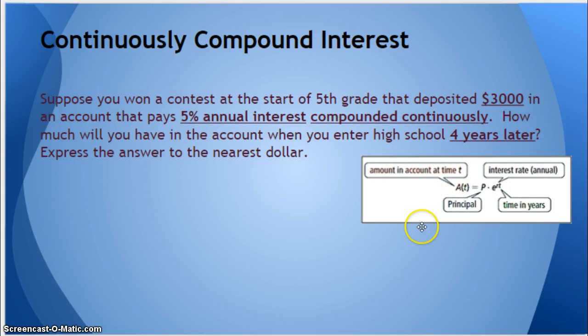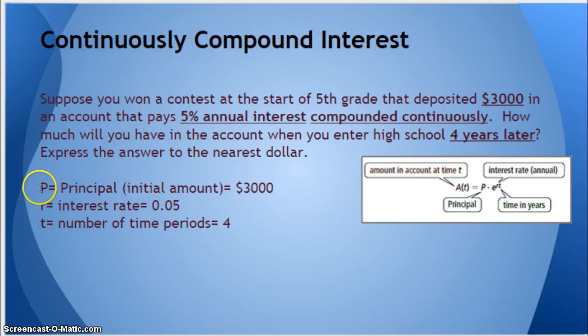This was the formula that we talked about, and here is the key information. You deposited $3,000 and you got 5% annual interest, compounded continuously, and then you have 4 years. After 4 years, how much will you have in your balance? The principal P, which means the initial money, is $3,000. R is the interest rate, which is 5%, which we can convert to 0.05. T is the number of time periods, in this case 4 years. Because we're talking about annual interest, we are just counting years.